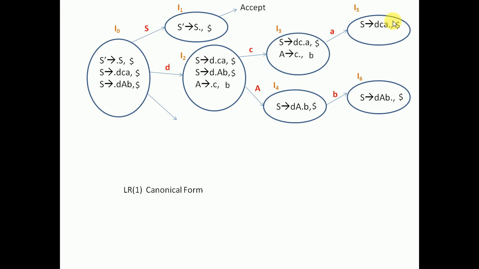I6. Can you move from I5 to any other state? You cannot move, because the dot is at the end of the production. Here also the dot is at the end of the production. So this is the complete canonical form, the LR(1) canonical form, for the given grammar.